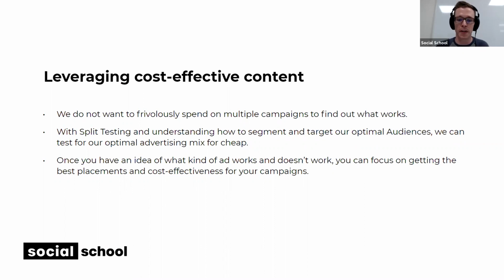We want to make sure that we're going into the platform, seeing which one's driving the best cost per click for us, or the highest CTR, the lowest CPM, whatever we think the best objective or the best metric is for us. If we don't really want to frivolously spend on multiple campaigns to find out what works, we really want to get to that split testing, and we really want to understand how to segment and target our optimal audiences. So before we create 4 or 5 different audiences right off the bat, maybe we just want to create 3 to start with, put a little bit of money behind, see what works, and then build out from there.